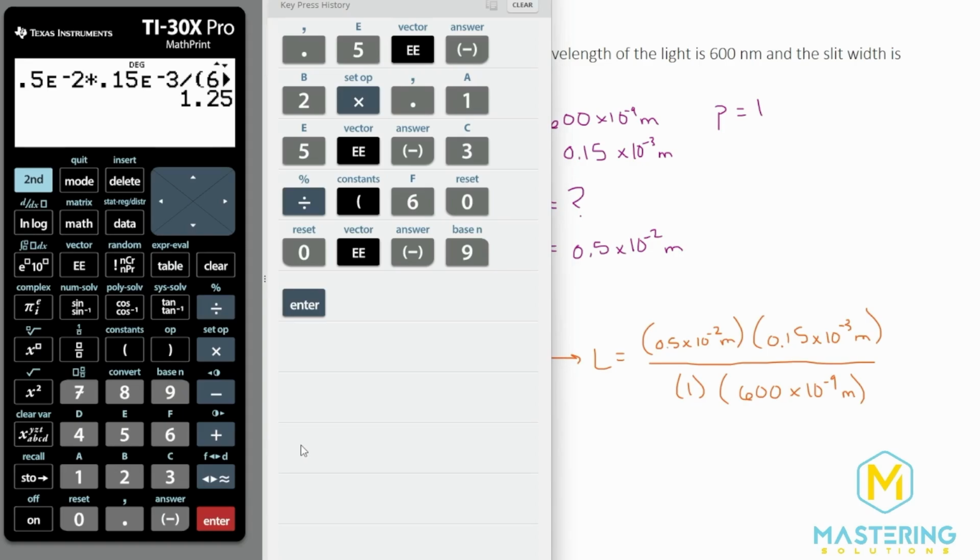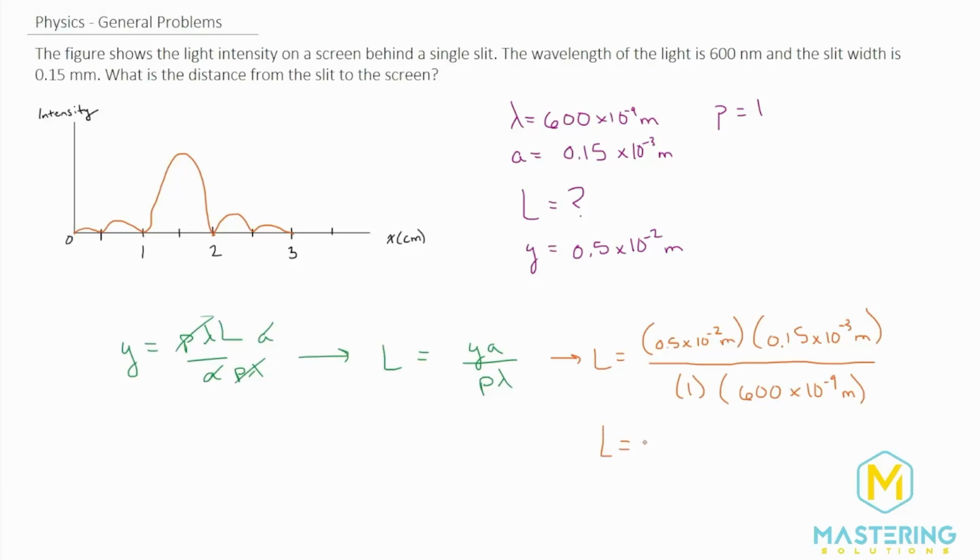So our answer in this case is 1.25. So we could round that to 1.3. So the distance from the single slit out to the grating is 1.3 meters.